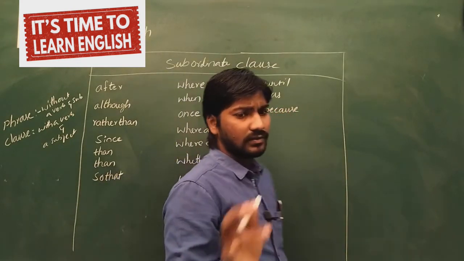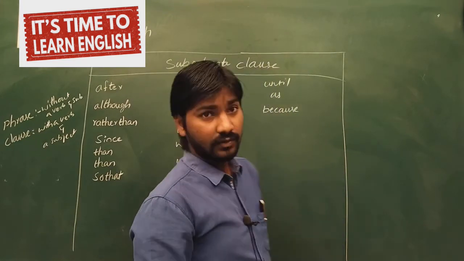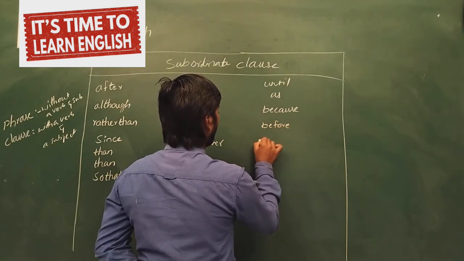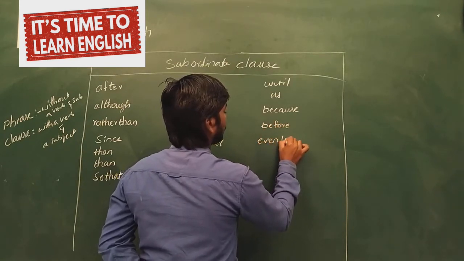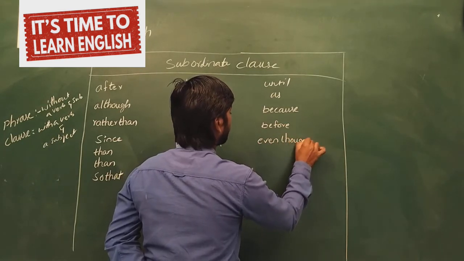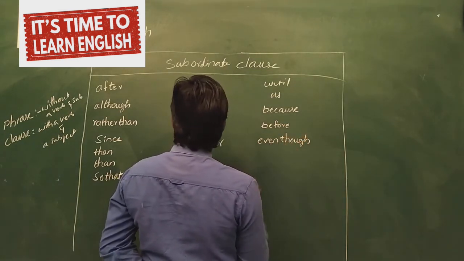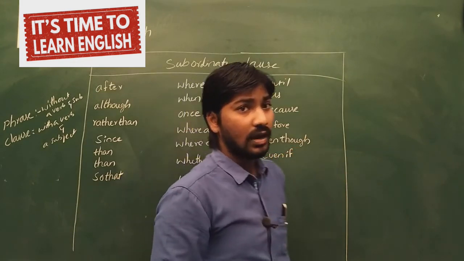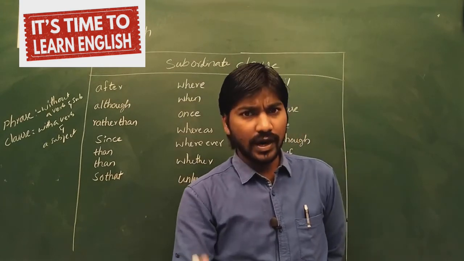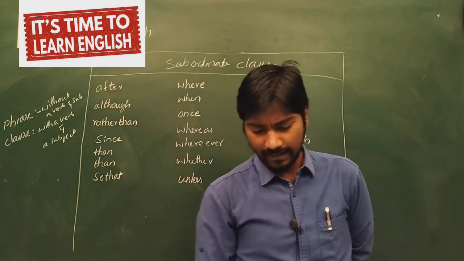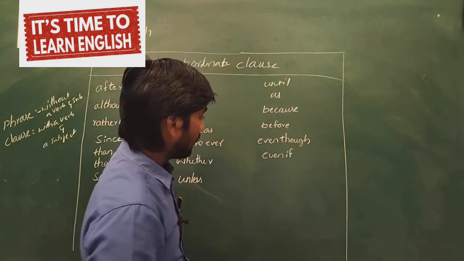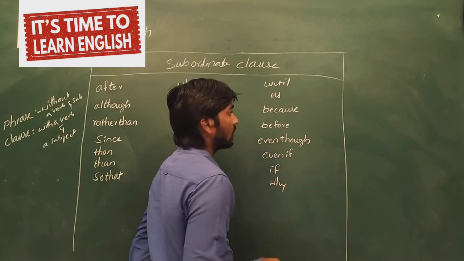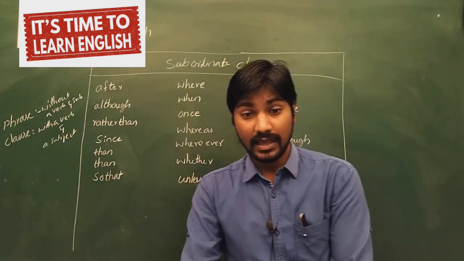Commonly the words will join with these: before, even if, even though. Before, even though, even if. So these are all the words we talk about as subordinate conjunctions. Even though, if, why.